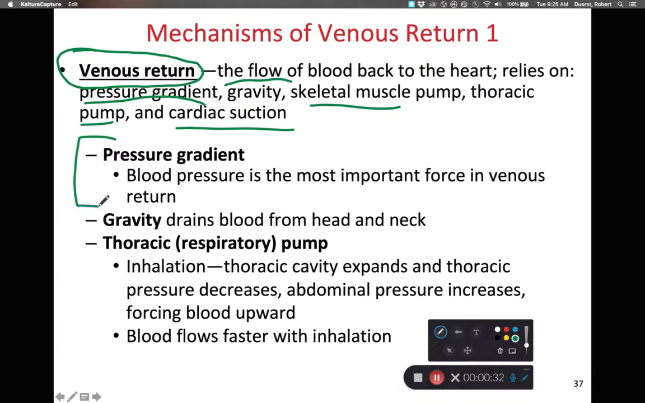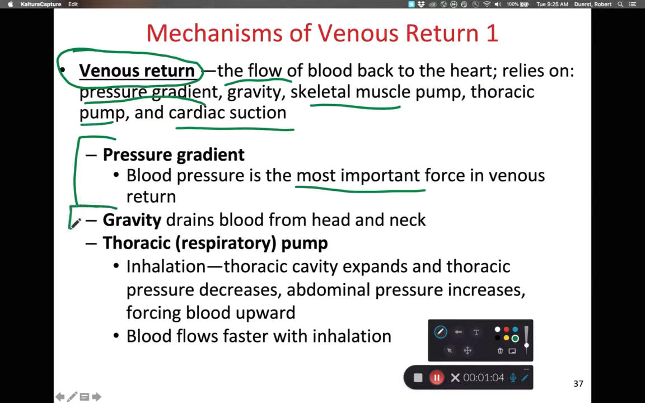So let's talk pressure gradients first. When we think of pressure gradients, it's this idea that fluid will always flow from an area of high pressure to an area of low pressure. And we have the lowest blood pressure in our veins. And as the veins get closer and closer to the heart, the blood pressure becomes lower and lower and lower. So as we look at the high blood pressure on the arterial side and the low blood pressure on the venous side, that's going to be the most important factor for returning blood back to the heart.